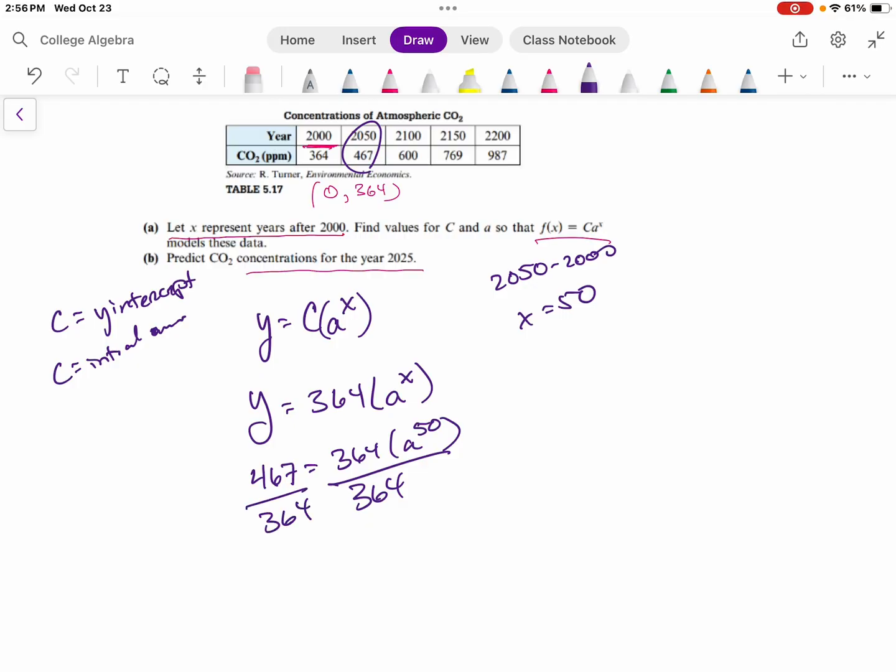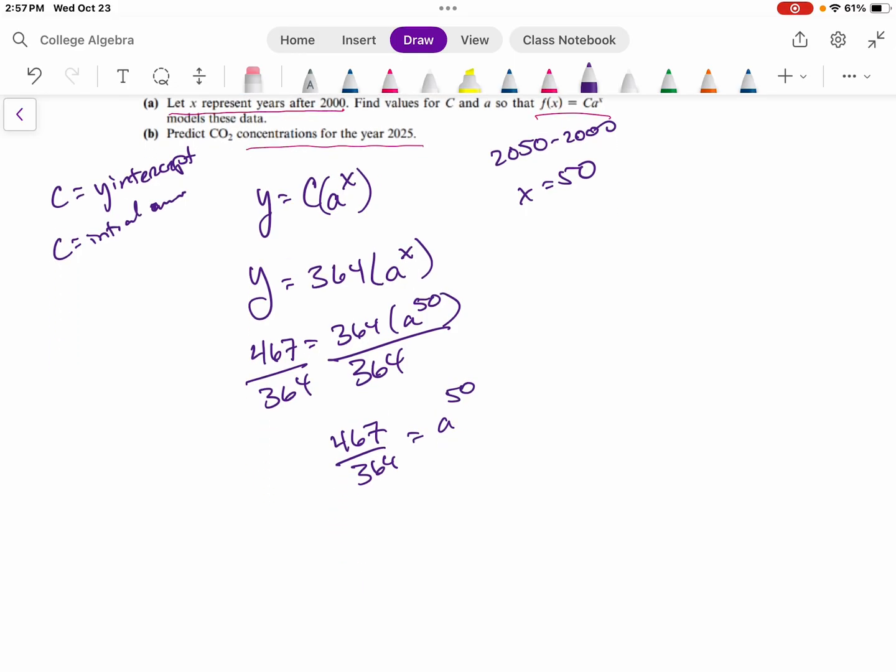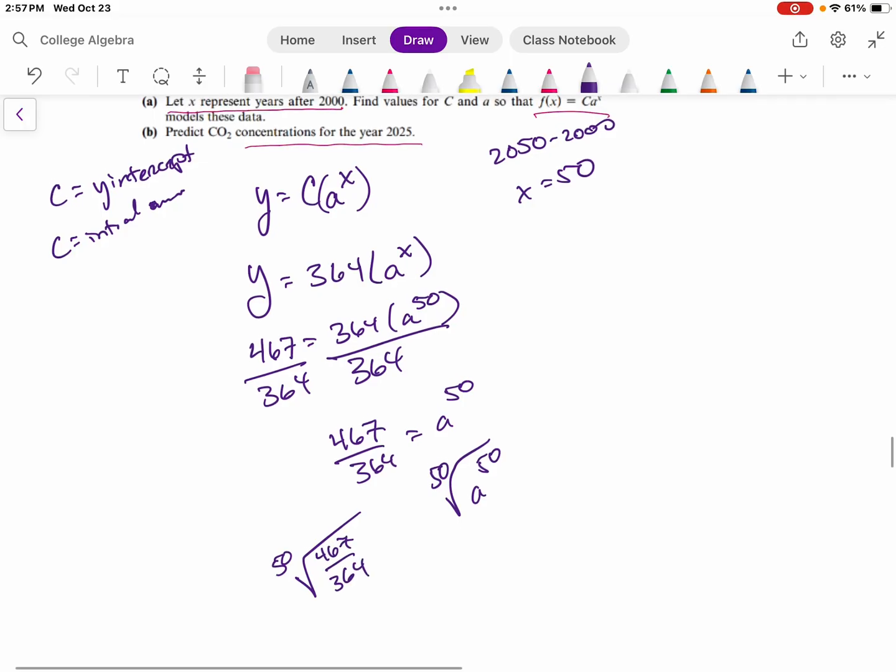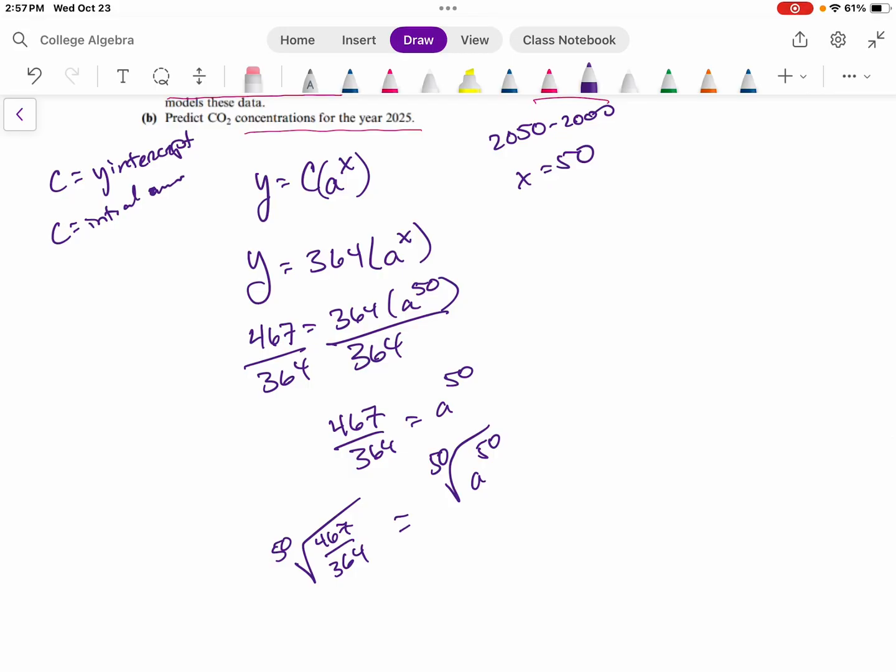So now I divide both sides by 364, and this is where it becomes a good calculator problem. I have 467 over 364 is equal to a to the 50th power. Now how do I undo the 50th power? I take the 50th root of a to the 50th. So I need to do the 50th root of 467 over 364. Again, not pretty, but I'll walk you through how to do that on the calculator. So a is equal to the 50th root.